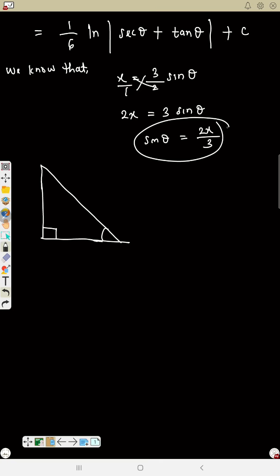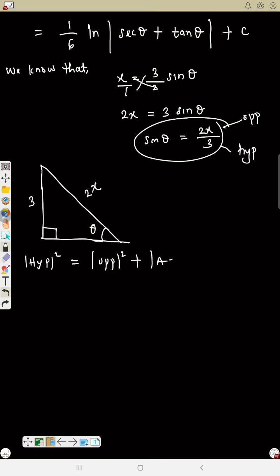So look at this. Sine theta is what? Opposite over hypotenuse. Now where is opposite? Here will be opposite. That will be 3 over hypotenuse, which is 2x. So we need to find adjacent. To find adjacent, you use Pythagoras theorem. That is hypotenuse square equals to opposite square plus adjacent square.